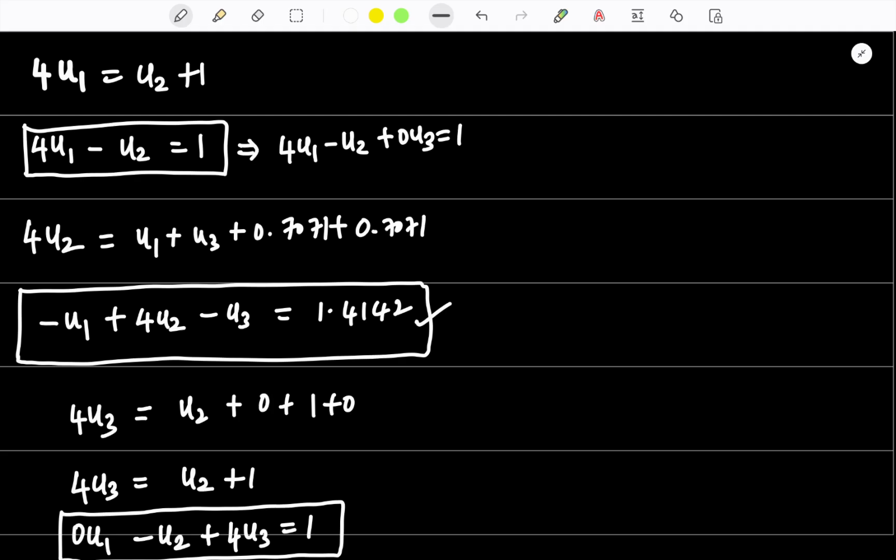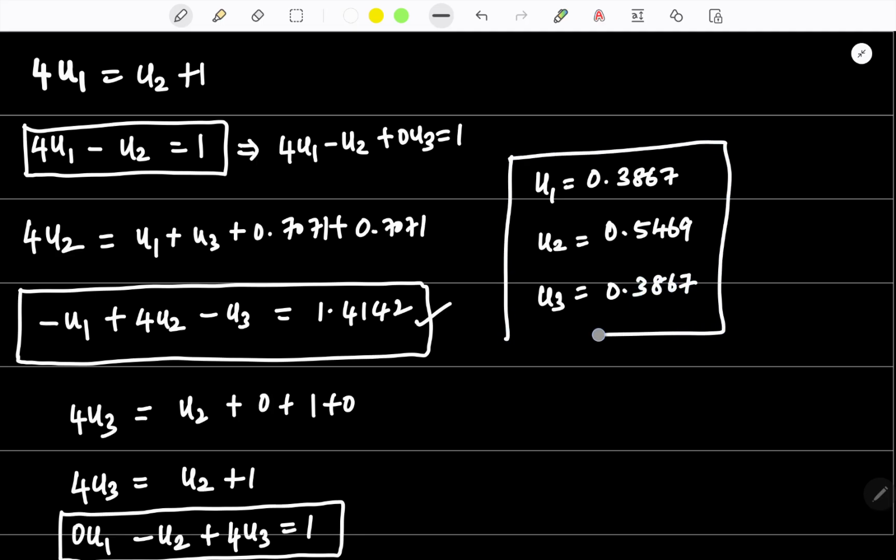Yes. So for this one, x is nothing but u1, right? So u1 is equal to 0.3867, u2 equals 0.5469 and u3 equals 0.3867. Okay, all these values I got are the first set of values.